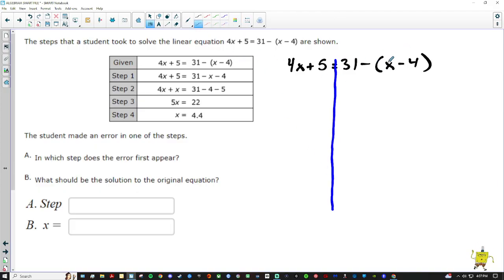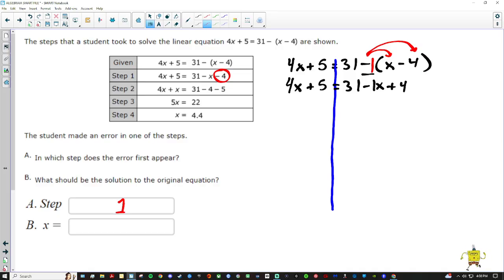Now the first thing I would do here is I look for the distributive property. I know there's an invisible 1 here, and I have to distribute the negative 1, which means multiply. Everything else drops down. 4x plus 5 equals 31. Negative 1 times x is negative 1x. Negative 1 times negative 4, a negative times a negative, is plus 4. Now, if I look over here, I see right away, oh, this is where their mistake was. This should be a plus 4. So my answer for part A is they made a mistake in step number 1.